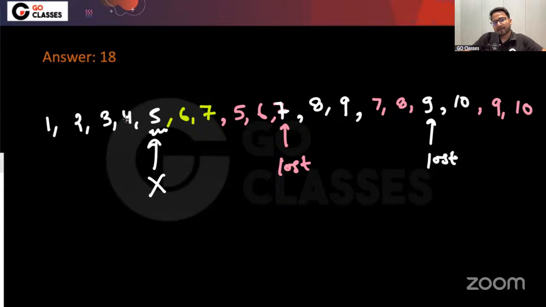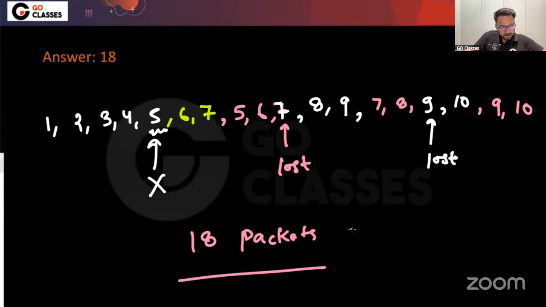So you can check, these are the 10 packets till now, and then 1, 2, 3, 4, 5, 6, 7, 8. Okay, so total 18 packets you have to transfer, 18 packets, right? So it was an easy question only, right? It was an easy question only.